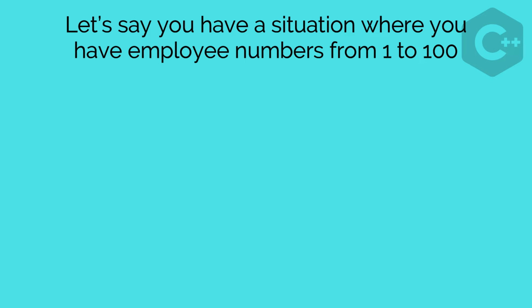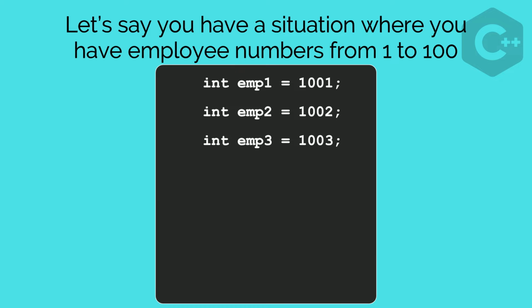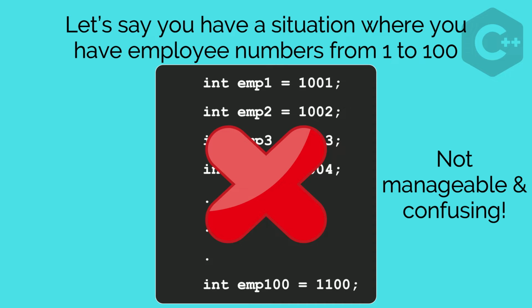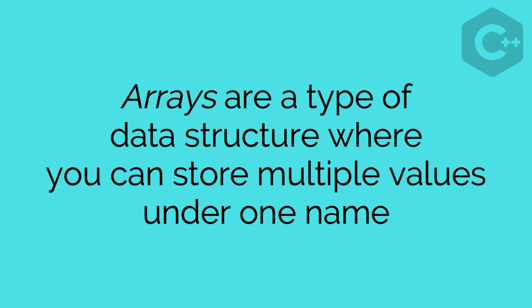Let's say you have a situation where you have employee numbers from 1 to 100. Now either you can declare 100 variables and use them, but that isn't manageable and would be confusing. So to store multiple values under one name, you have the concept of arrays. Arrays are a type of data structure where you can store multiple values under one name.